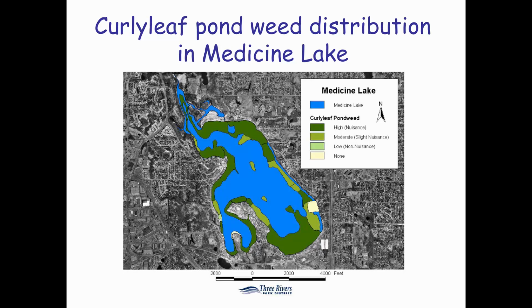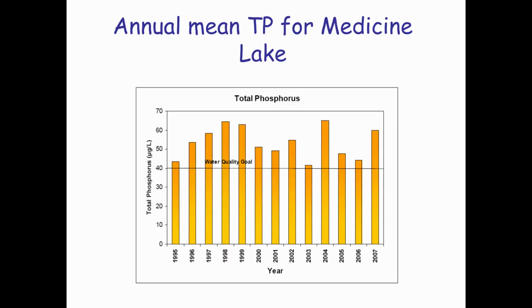One source of total phosphorus for the lake is the internal load from the decay of curly pondweed, and so it was necessary to have the distribution of the curly pondweed for the lake. And this shows a map of the distribution of curly pondweed, representing the highly dense regions, the moderate and then low regions of concentration of curly pondweed. I'll talk in more detail about how the total phosphorus from curly pondweed was estimated.